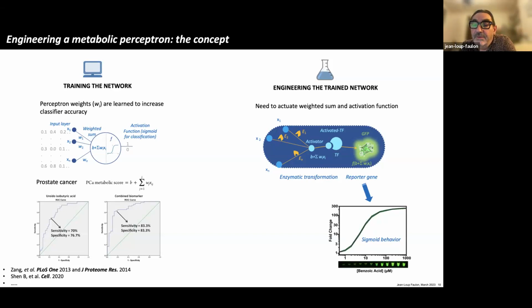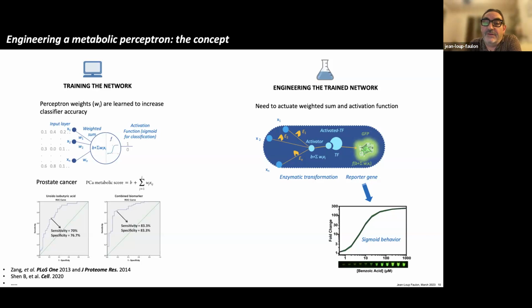Nature is helping us because, as we have seen already through many curves, the dose response curve pretty much follows an S-shaped curve. It's not a perfect sigmoid, but at least it's sigmoid-like behavior. The reason is that if you have too many activators, you are going to saturate your transcription factor, and you're not going to produce any more fluorescent reporters. So this is the reason why it gets a saturation point, and you have this S shape.